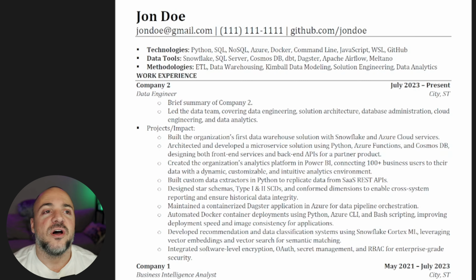All right, so to kick things off, I want to talk about the structure of this resume. I wanted to call out that I do appreciate having something like the tech section called out at the top. So we see tech, data tools, methodologies. I think this can be really helpful at a glance in terms of getting keywords and things like that.